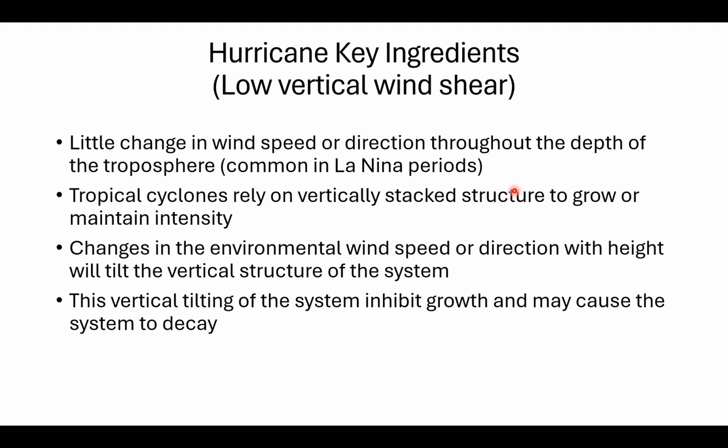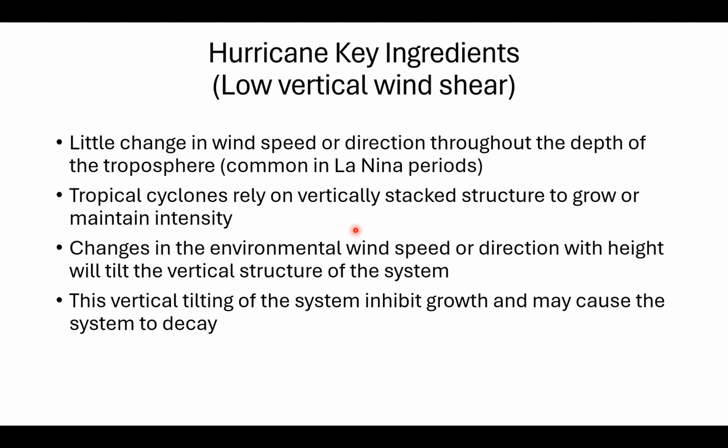The next key hurricane ingredient is low vertical wind shear. That means little change in wind speed or direction throughout the depth of the troposphere. This is common in La Nina periods. Tropical cyclones rely on a vertically stacked structure to grow or maintain intensity. Again, they want the energy. Tropical systems really thrive on energy that is more concentrated vertically.